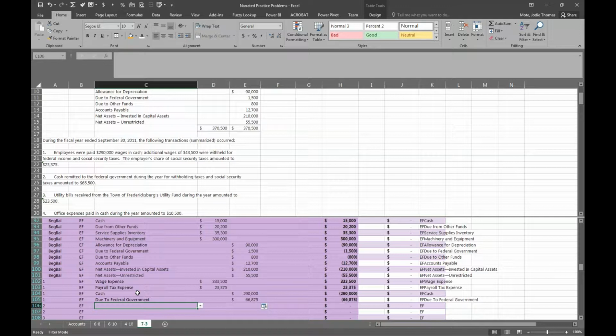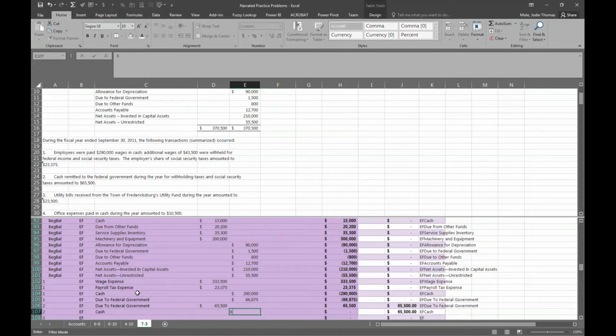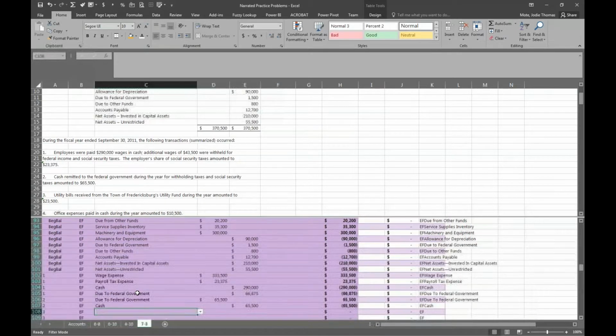Cash remitted to the federal government during the year for withholding and Social Security taxes amounted to $65,500. We're going to reduce our due to federal government liability by $65,500, and because we paid, we are debiting cash... I mean crediting cash for $65,500. All right, utility bills received from the town of Fredericksburg Utility Fund amounted to $23,500.